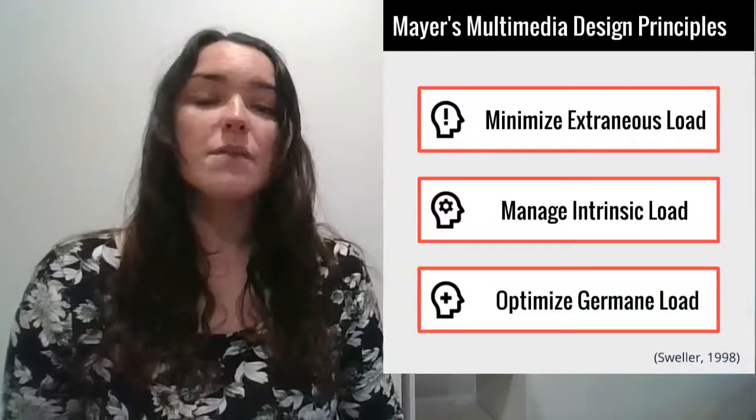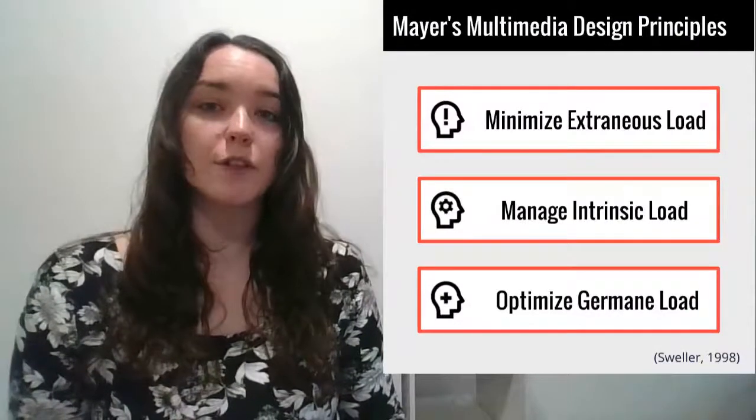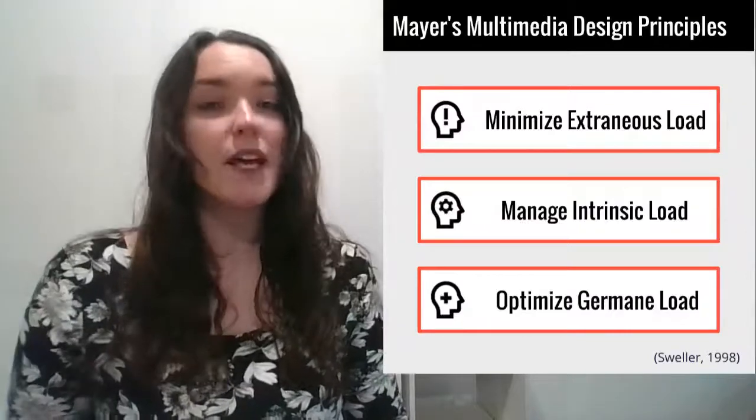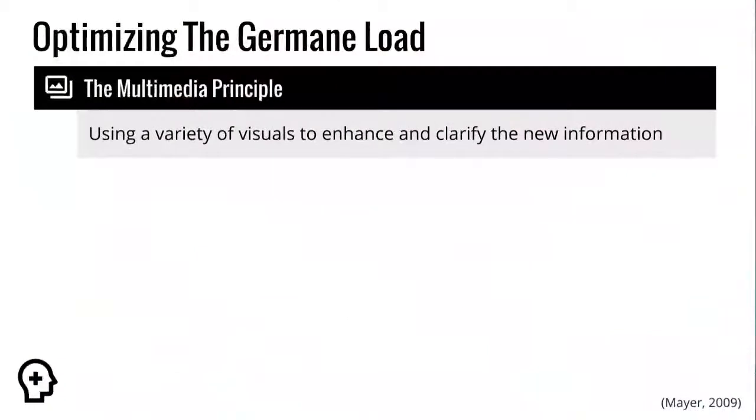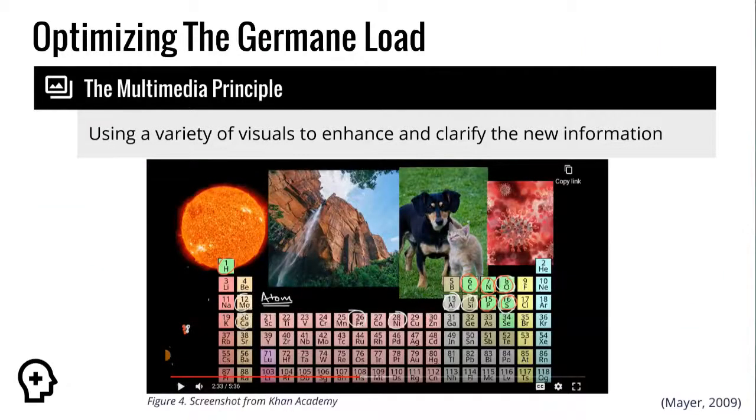Optimizing the germane load means using prior knowledge to help the learner process the new information and move it from the working memory into the long-term memory. The multimedia principle is used by including a variety of visuals to enhance and clarify the new information. Khan Academy includes pictures of things that the audience has probably seen before to activate their prior knowledge. This makes learning about something new and complex, like the periodic table, seem more relevant and familiar.